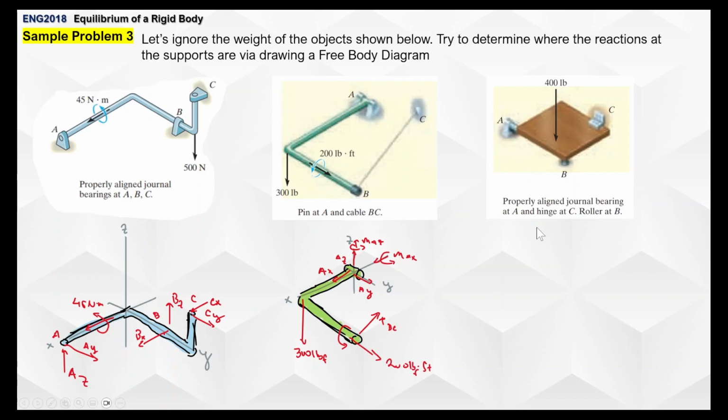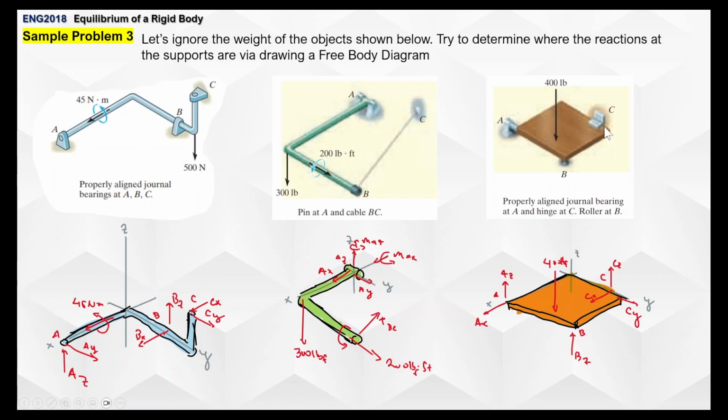Then for here naman, for properly aligned journal bearing at A and hinge at C, and then roller at B. So it's gonna be something like this. You draw first the XY, you draw the body, now you draw the reactions. So for journal bearing, you're trying to prevent, just like here, two forces of unknown and then two couple moments. So you're trying to prevent AZ and then AX. For roller, it's just perpendicular force upward, so that's BZ.